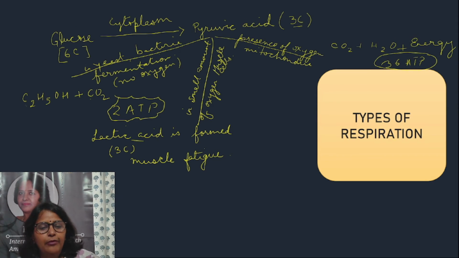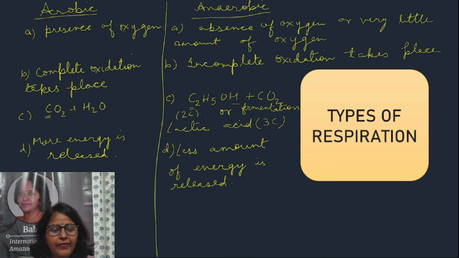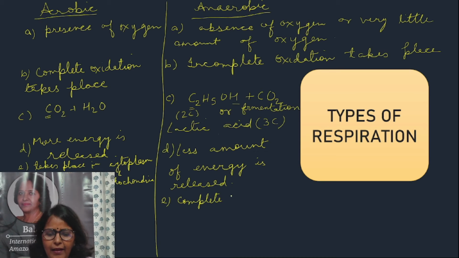If you look at where it is taking place, anaerobic respiration takes place completely in cytoplasm, whereas aerobic respiration takes place partly in cytoplasm and partly in mitochondria. So we can add another point over there, that is E. Takes place in cytoplasm and mitochondria. Some parts of the equation take place in cytoplasm and some part in mitochondria, while the complete process takes place in cytoplasm.